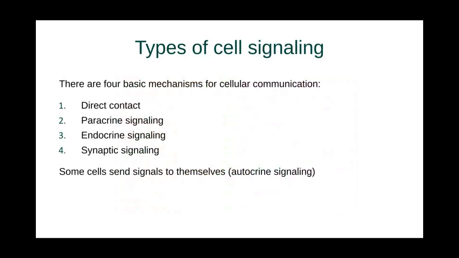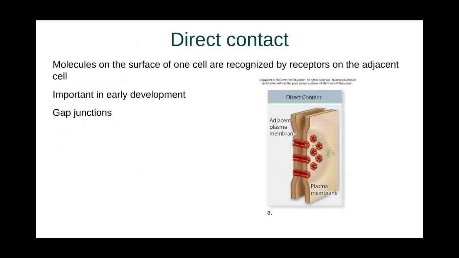Now, when we're thinking about cell signaling, there are four basic mechanisms by which cells can communicate with one another. We have direct contact, we have paracrine, endocrine signaling, and then we have synaptic signaling. And there's also signaling within a cell, like my liver cell sends a signal to itself, which is what we call autocrine signaling. So we're going to focus on the main four, and you probably have heard of these in some shape or form, in particular this endocrine signaling idea.